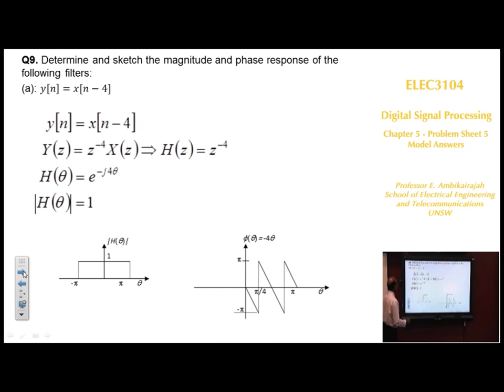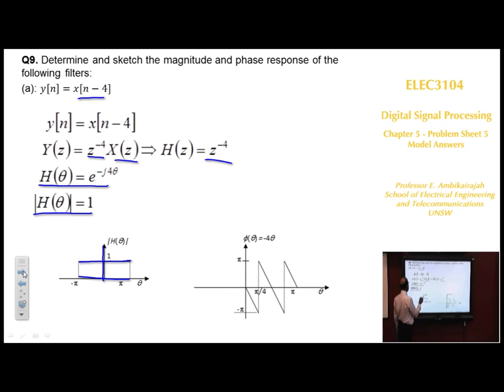The last question of this one is x minus 4, so z to the minus 4. It's just a delay, so it's going to be an all-pass response, it's going to be 1, and the modulus of that is 1, so the modulus of that is 1.